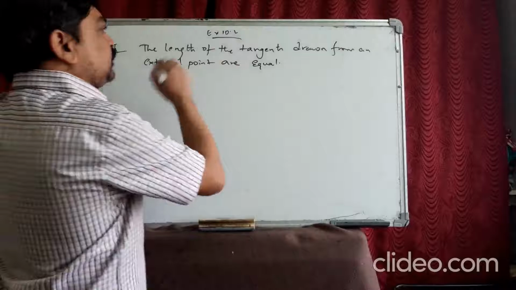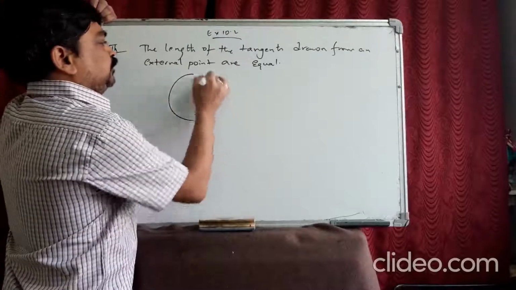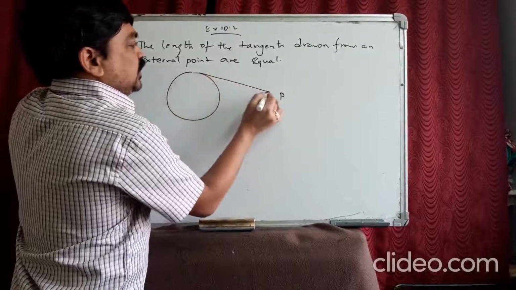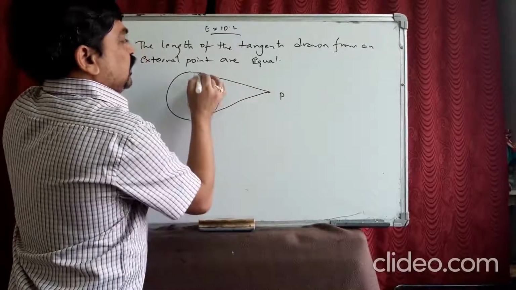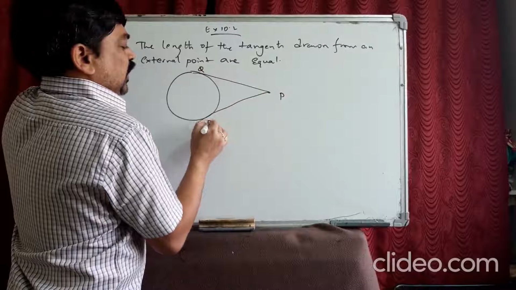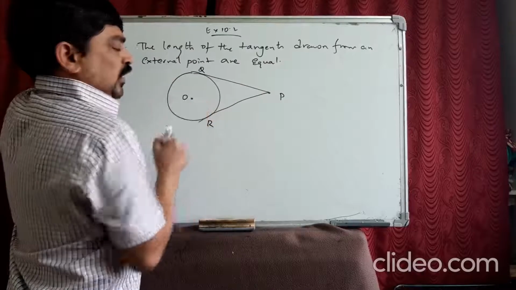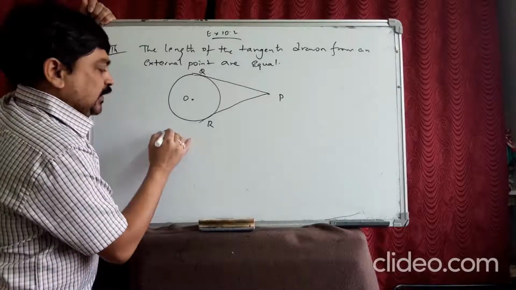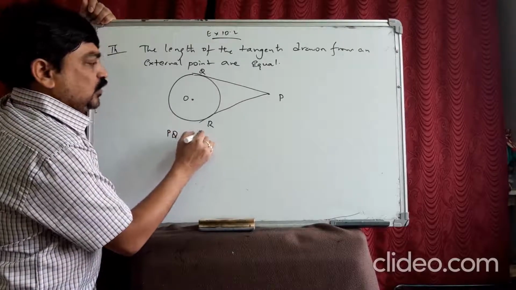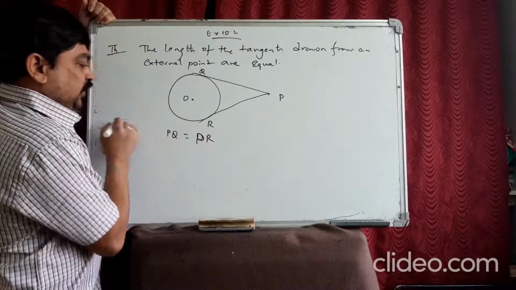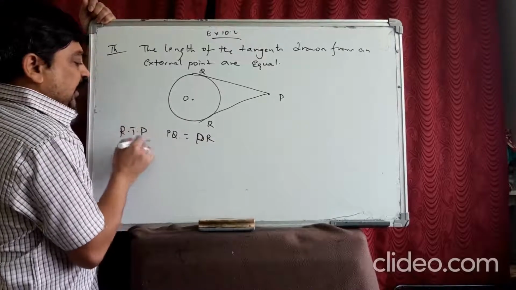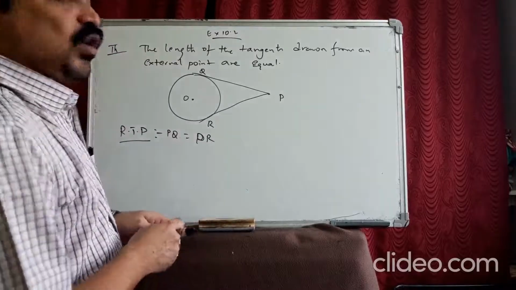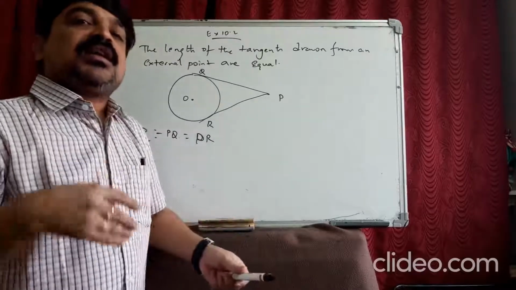Suppose you have a circle and a point outside the circle, and you draw tangents to the circle, PQ and PR. If you draw two tangents from a point outside the circle, then PQ will be equal to PR. This is what we have to prove, and this proof is also very, very important. That means the lengths of the tangents drawn from an external point to the circle are equal.